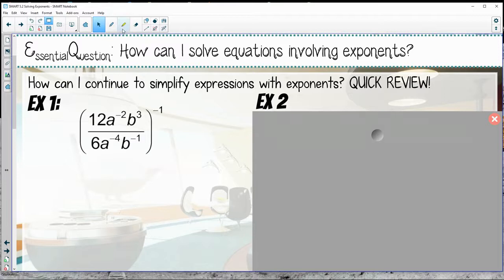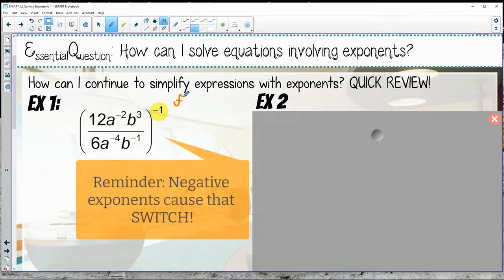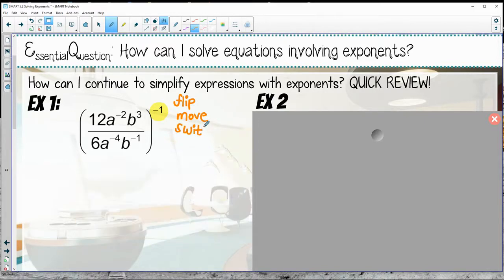So this is using some rules that we've already seen, but I always like to start fresh with a quick review. So here you'll see I have a -1 exponent. I always like to type the word flip to help me know to flip something. A lot of people like to say the word move, and some people like to say the word switch. It just depends which phrase helps you remember.